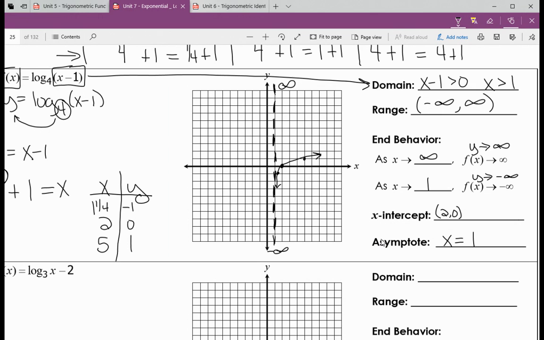You only have 2 options. It's the asymptote or it's an infinity. Any questions about that one? All right.